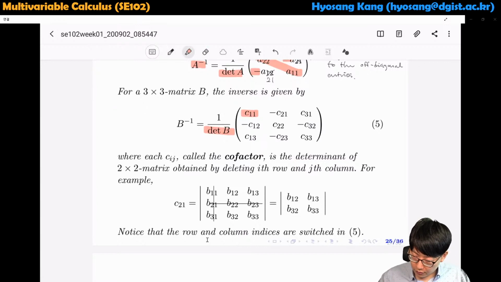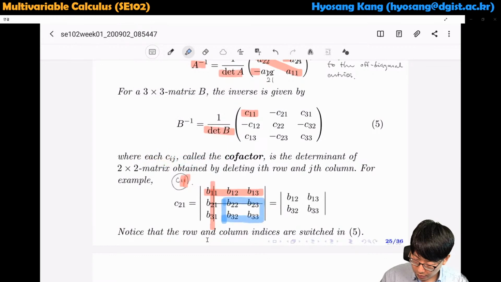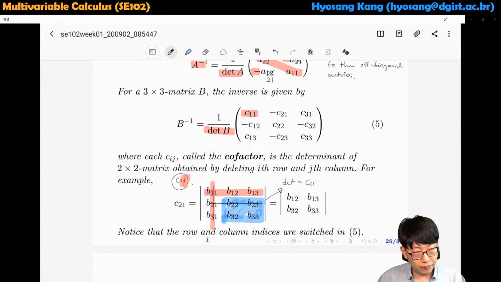Okay, do I use this for another example? So suppose that I want to find C11. Then I erase the first row, first column, because C11 has first row, first column index. And then the remaining 2x2 matrix consists of B22, B23, B32, and B33. So I take the determinant of this matrix, and that is C11. Okay.